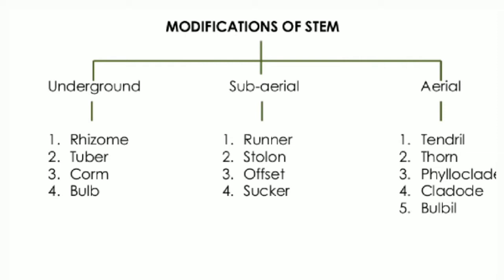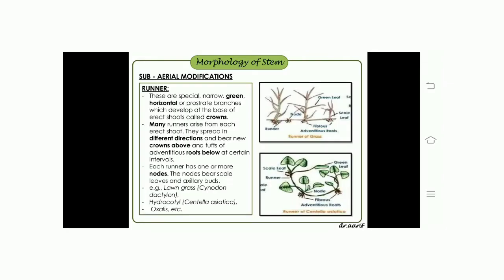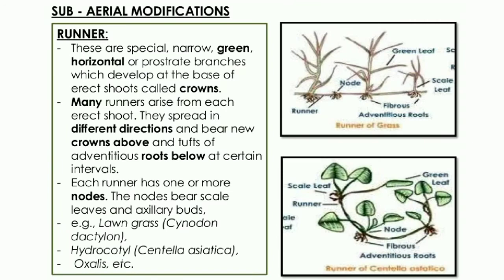Either it is just below the soil layer or just above the soil layer. It will not go deep into the soil, or it will not grow much into the aerial portion or much into the light. Hence, it is referred to as subaerial. We have 4 examples of subaerial modifications of the stem. Moving on to the first one, that is runner.